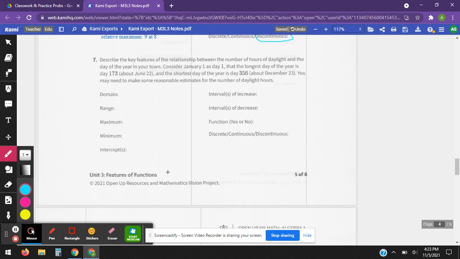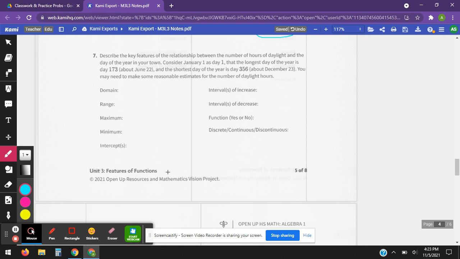Next, 7 key features of the relationship we've got going on here. All right, so this one, let's read carefully. Describe the key features of the relationship between the number of hours of daylight and the day of the year in your town. So consider January 1 as day 1. The longest day of the year is about day 173, about June 22nd. The shortest day of the year is 356, about December 23rd. You may have to make some reasonable estimates for the number of daylight hours.